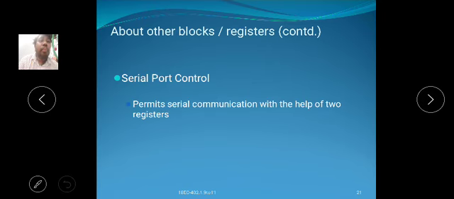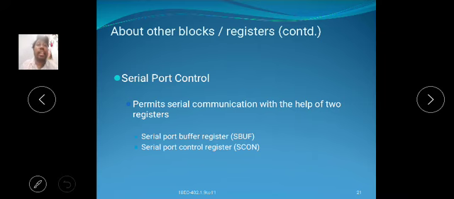The serial port control permits serial communication with the help of two registers. One is the serial port buffer register, and the other is the serial port control register.